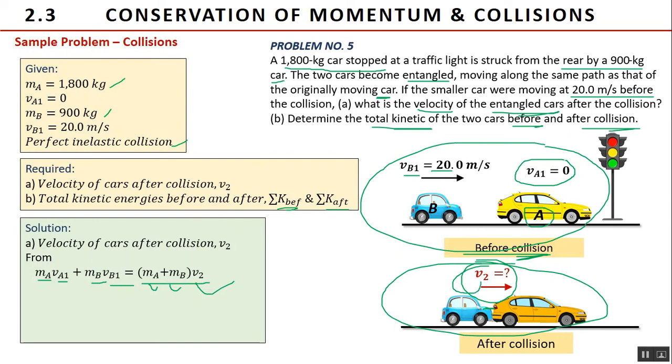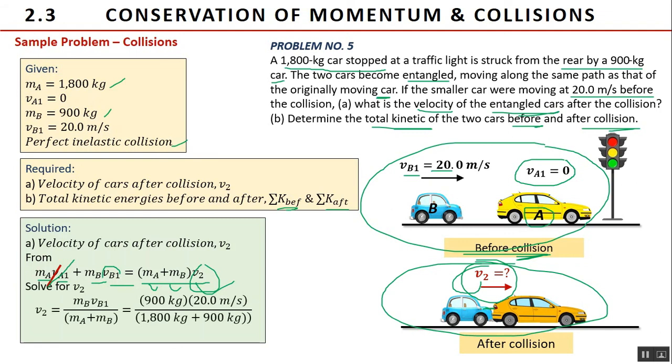Since v sub a1 is 0, we can eliminate this. So from here, we solve for v sub 2 by dividing both sides by the total mass. So v sub 2 is mass of B times v sub b1, divided by m sub A plus m sub B. The velocity is 6.67 meters per second. So this is the velocity of the wreckage after collision.